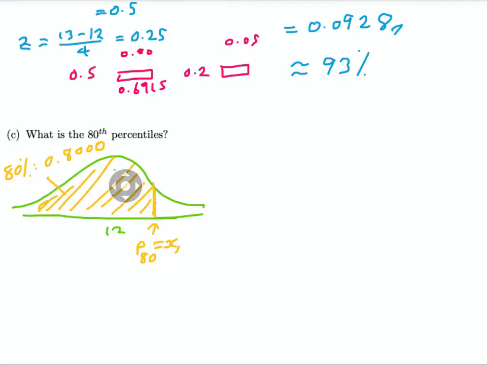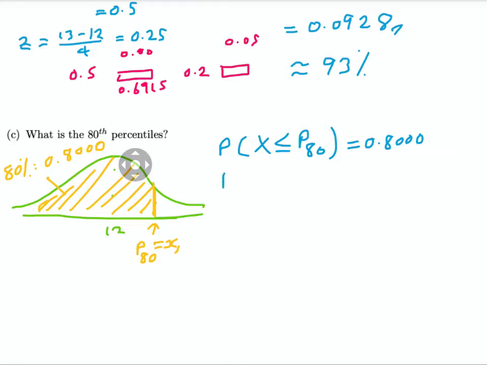Okay, now let me write this in notation form. Probability x less than or equal to P80, the area, equals what? 0.8000. Now what is the next step? Next step, convert to z value. So z less than or equal to (P80 minus mu), which is 12, divided by 4, equals 0.8000.